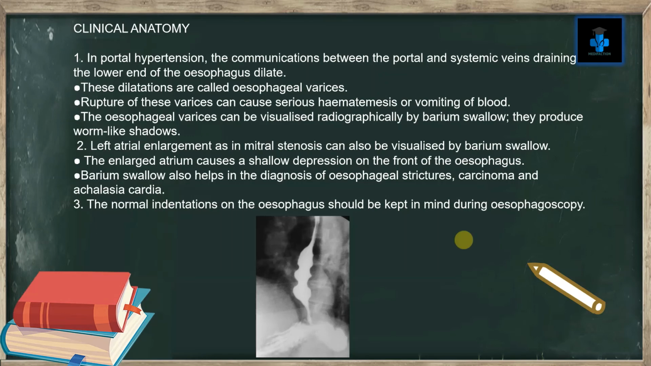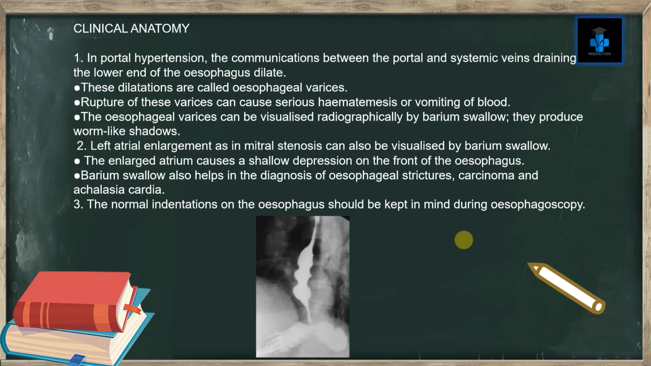Now, let's discuss some important clinical anatomy. In portal hypertension, the communication between the portal and systemic veins draining the lower end of the esophagus dilate. These dilations are called esophageal varices. Rupture of these varices can cause serious hematemesis or vomiting of blood. The esophageal varices can be visualized radiographically by barium swallow. They produce worm-like shadows. Left atrial enlargement, as in mitral stenosis, can also be visualized by barium swallow.